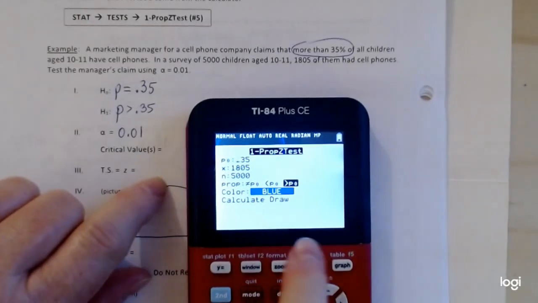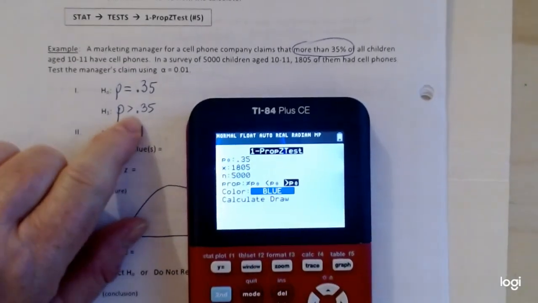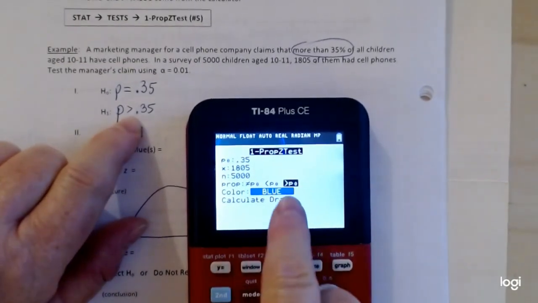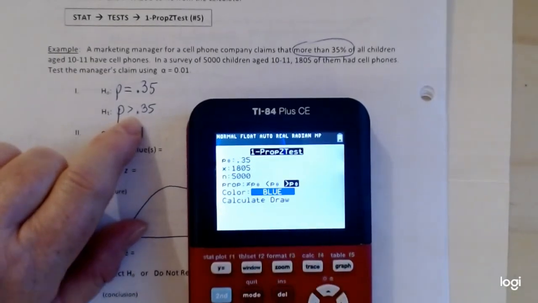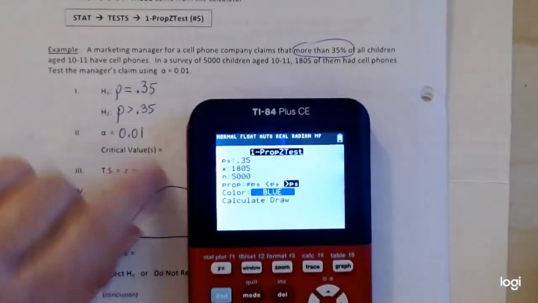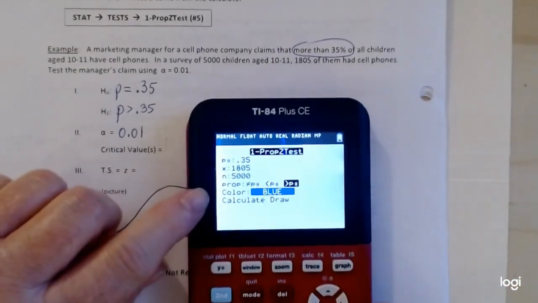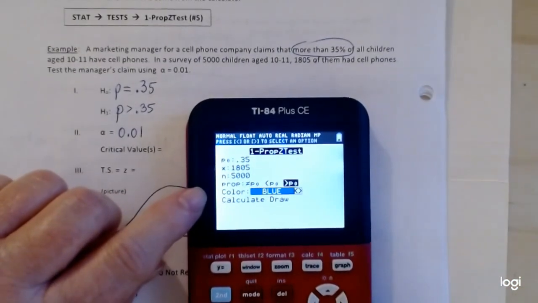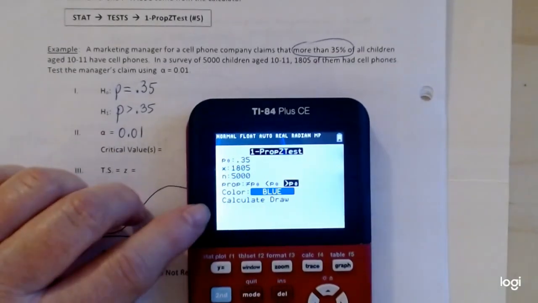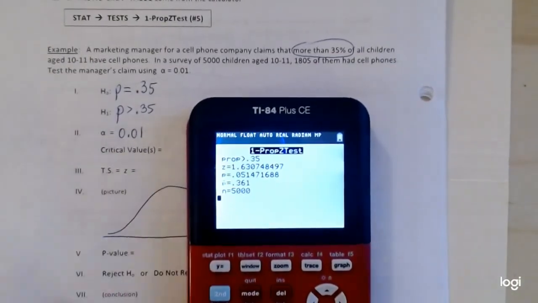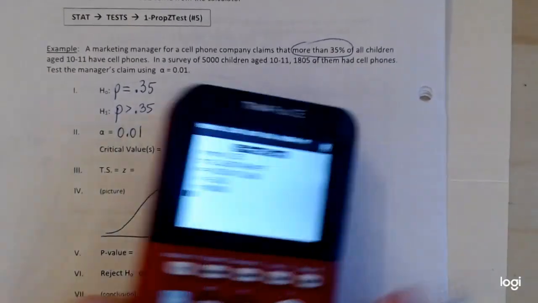And we're looking at greater than, so this is a right tail test, so we choose the greater than symbol here. And we're going to do calculate first, and then we'll go back and look at draw. So we're going to come down here. You would fill those in as you went. We're going to hit calculate, and it's going to give us this information.